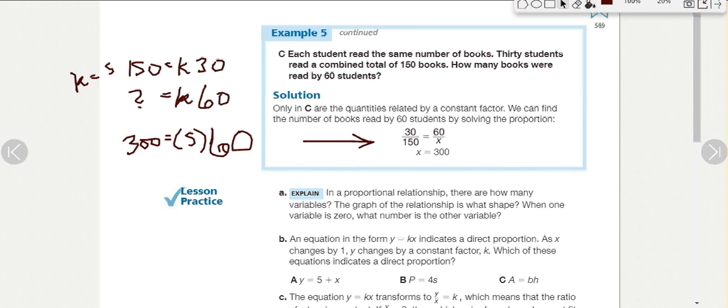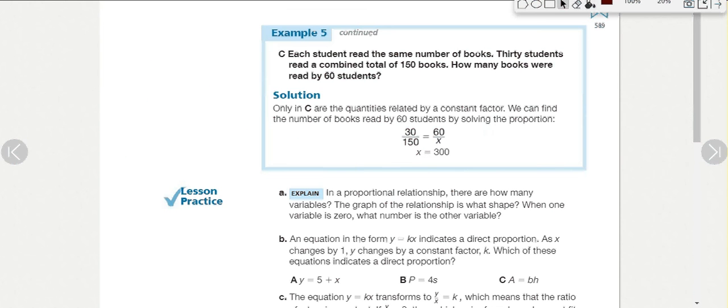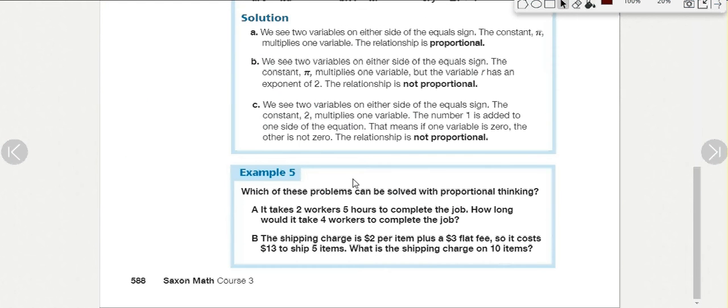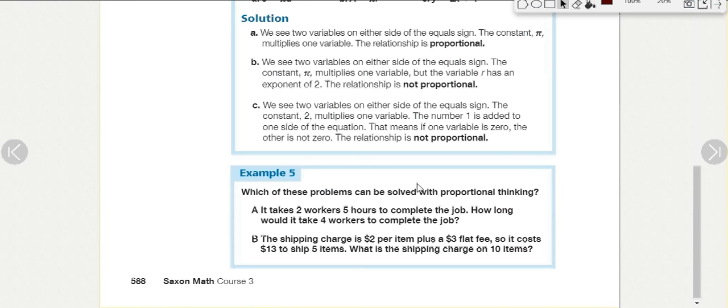But with letter A, let's take a look at that one more time because I don't want to leave you out to dry on that. Two workers, 5 hours to complete the job. 5 hours is how long it takes. 2 workers is the amount that goes in times K. How long would it take 4 workers to complete the job? 5 divided by 2 is K. So I could put that in for K here.